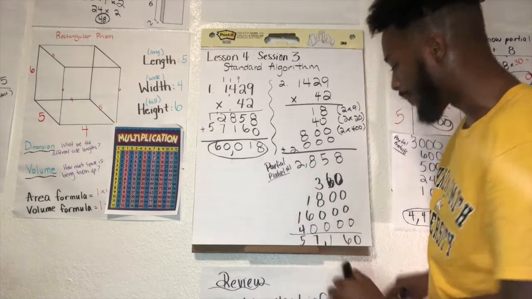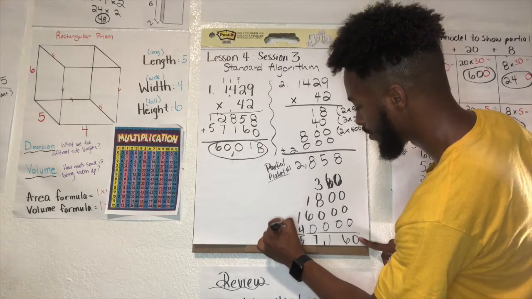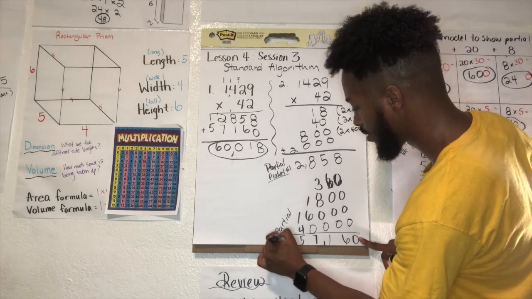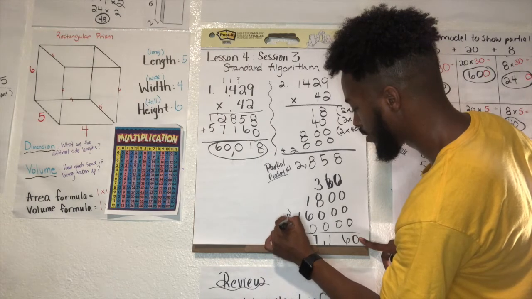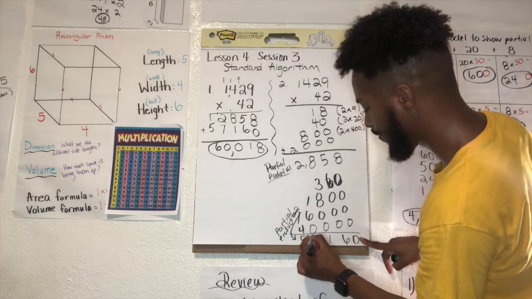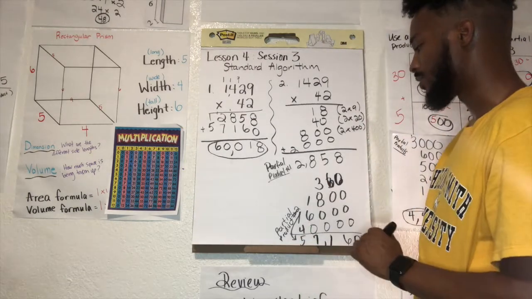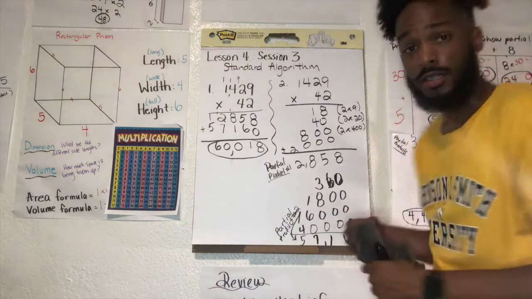I want you to take a couple of seconds. If this is my partial product 2, what am I going to do with 57,160 and 2,856?